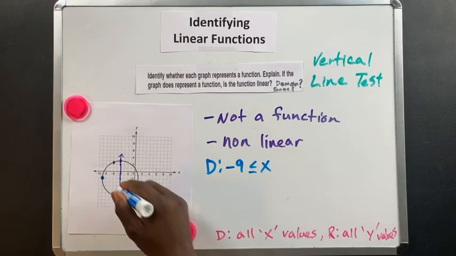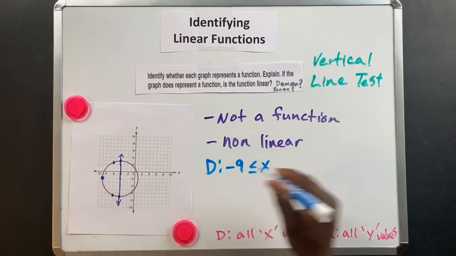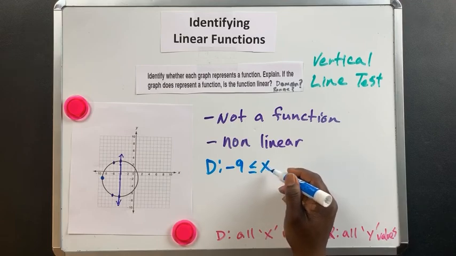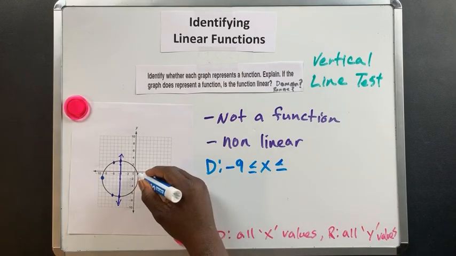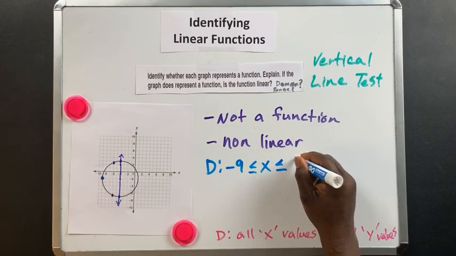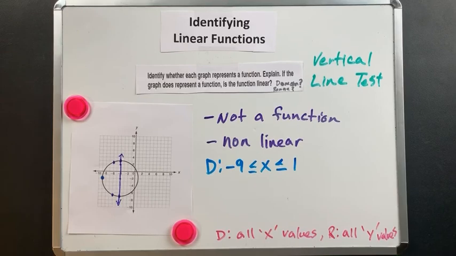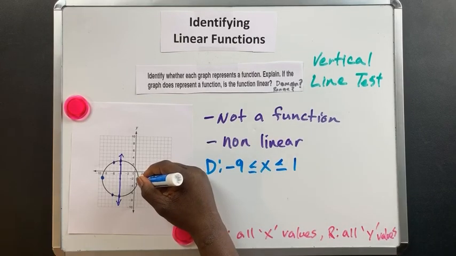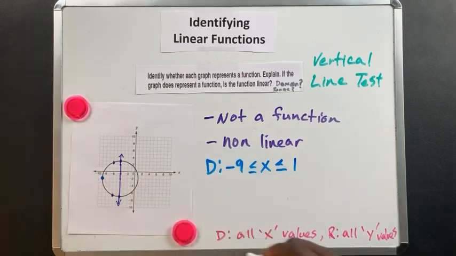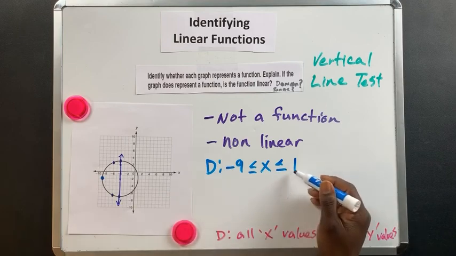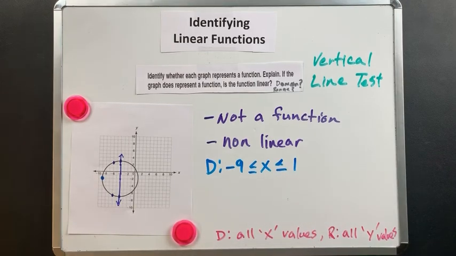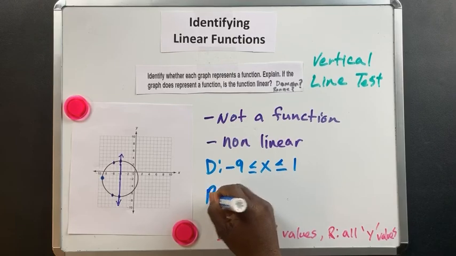right? And then go across, all x values have to be less than or equal to, that's 0, so that's 1, +1. All right? Looks pretty good. So the domain values are all x values greater than or equal to -9, but less than or equal to +1. Now, let's find the range values.